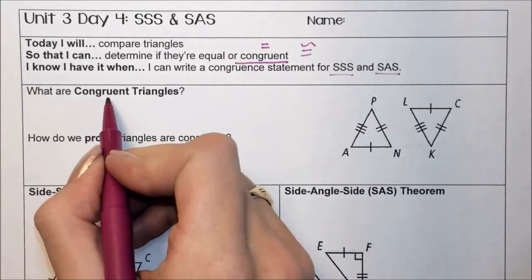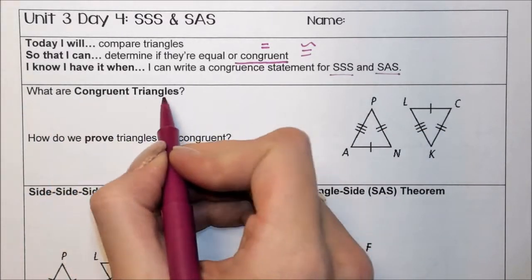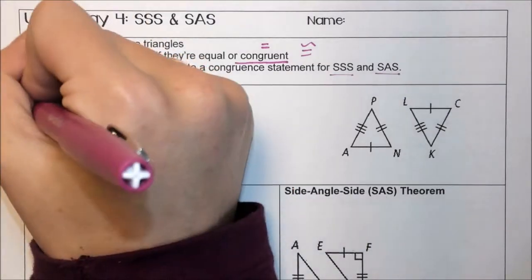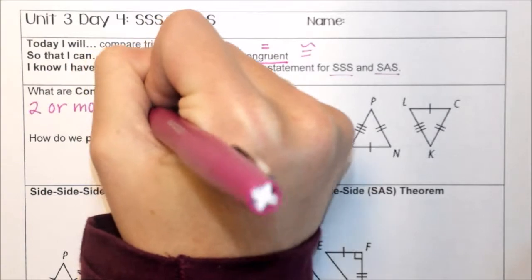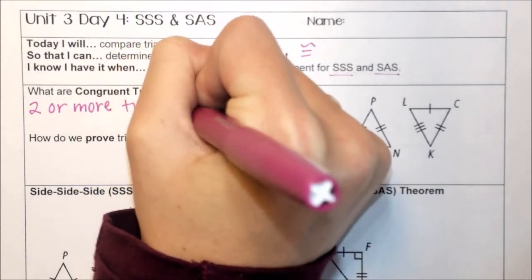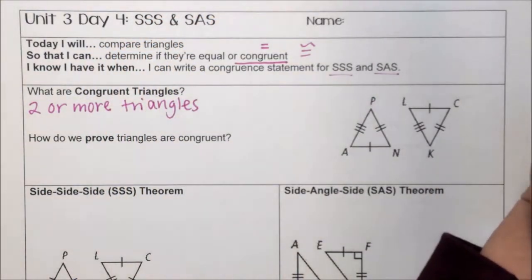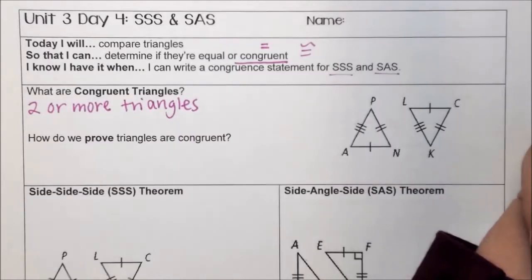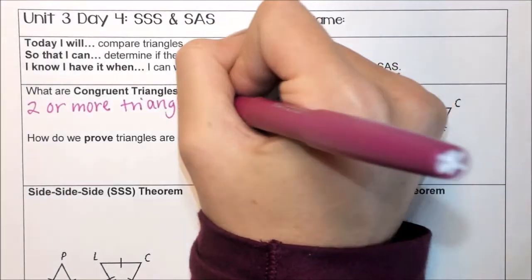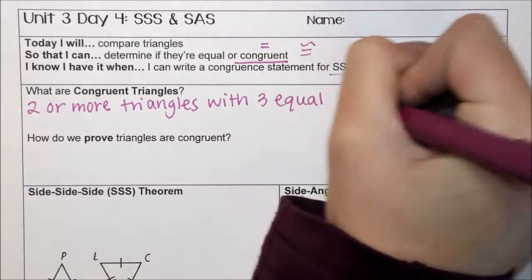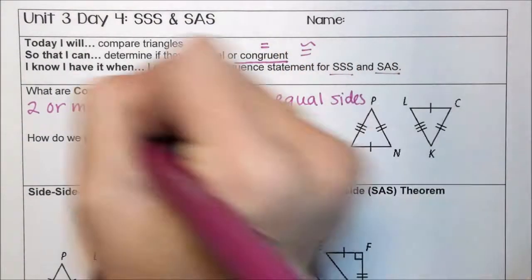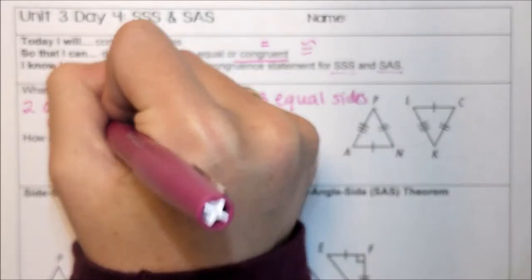So what are congruent triangles? Well, congruent means equal. So congruent triangles are two or more triangles that, since they are equal, have three equal sides and three equal angles.